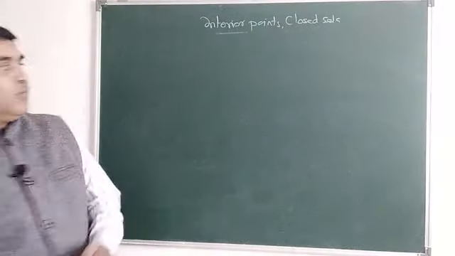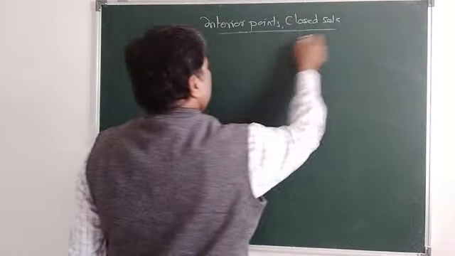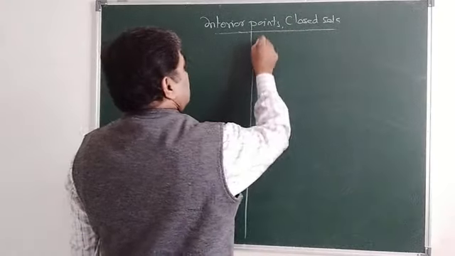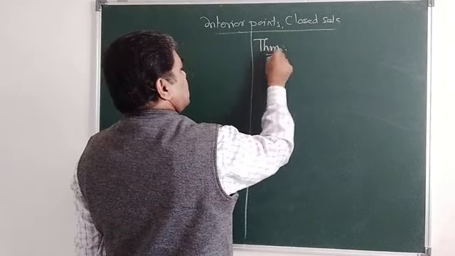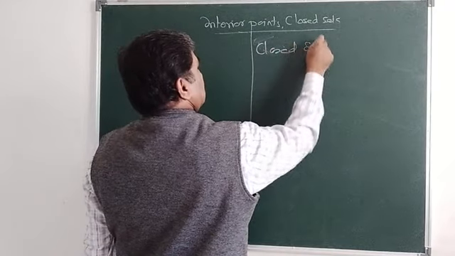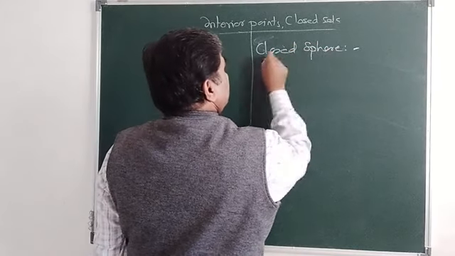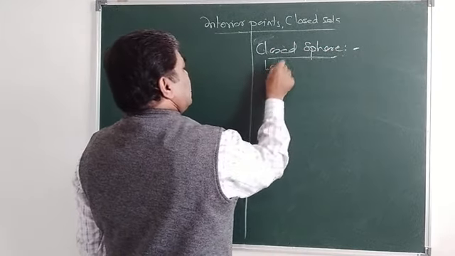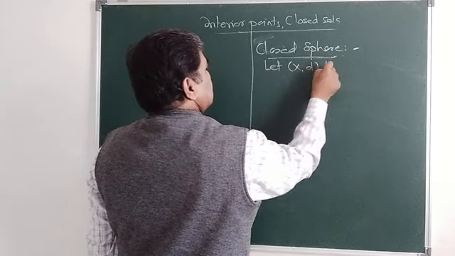Now we'll prove one important result about the closed set. Okay, so theorem. First we will define the closed sphere. We will define open sphere. Okay, so let (X, d) be a metric space.